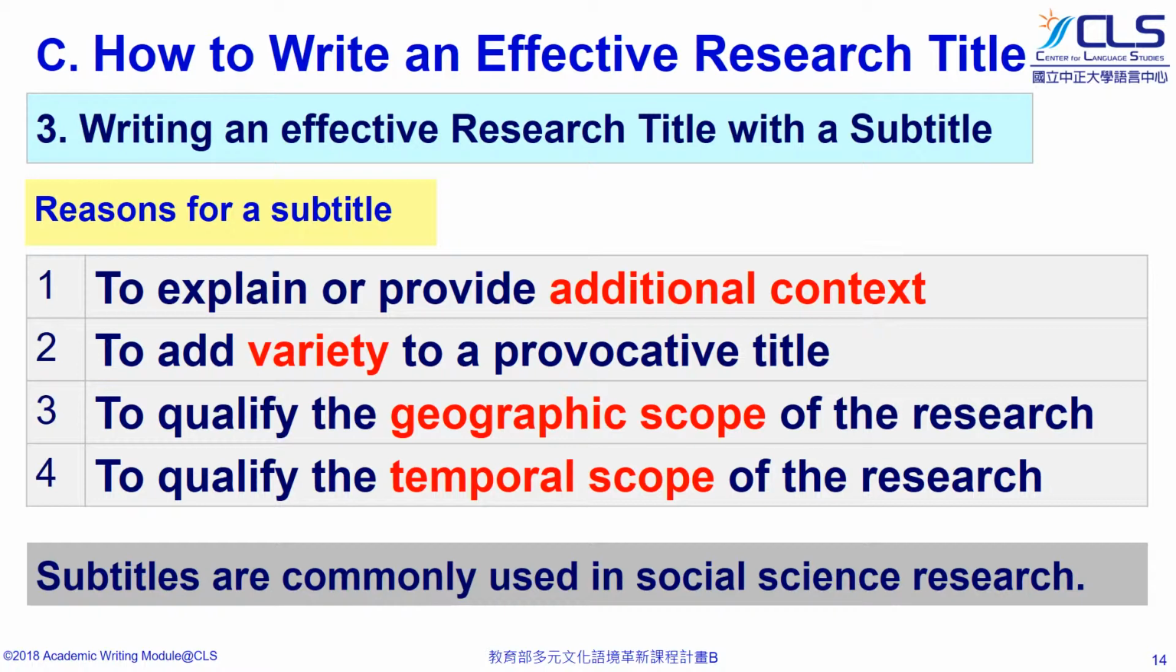Sometimes we can add a subtitle to create an effective research title. Adding a subtitle is important because a subtitle can explain or provide additional context, add variety to a provocative title, qualify the geographic scope of the research, or qualify the temporal scope of the research. Adding a subtitle is a common practice in social science research.